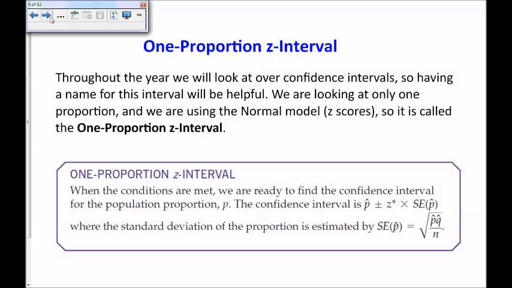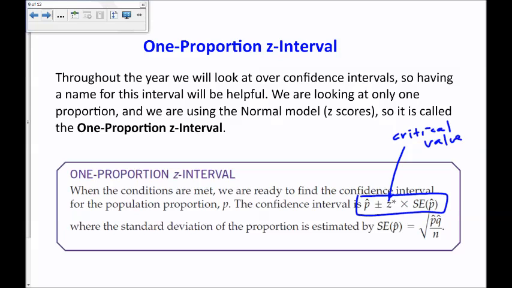Okay, and so when the conditions are met, we are ready to find the confidence interval for the population proportion P, which has this equation, P hat plus or minus Z star, and Z star is the critical value that was discussed in the last slide, times the standard error of P hat, which comes from this equation that we discussed with sampling distributions.